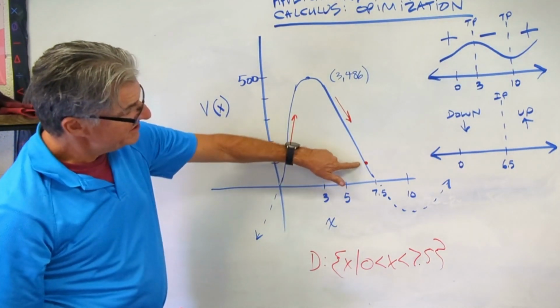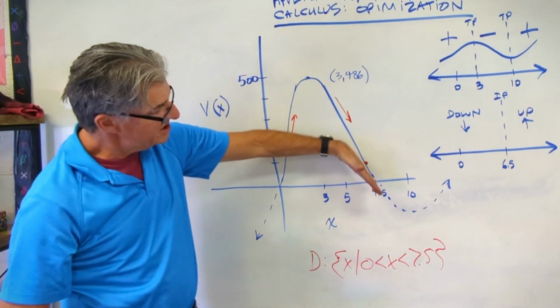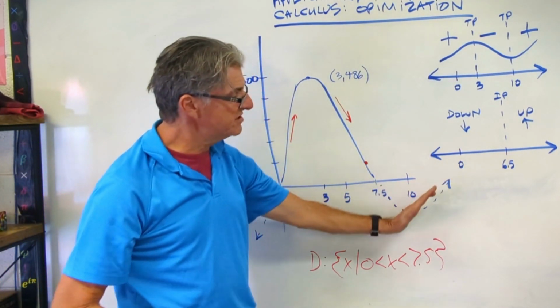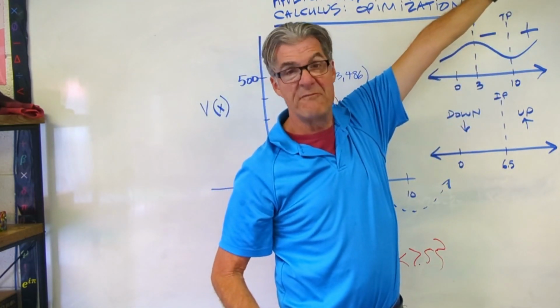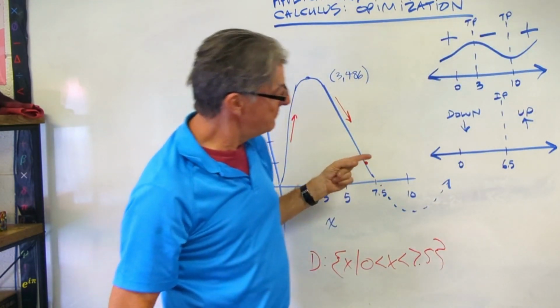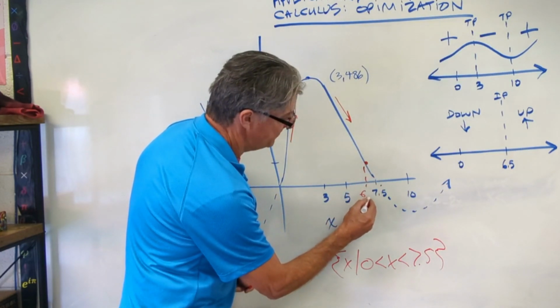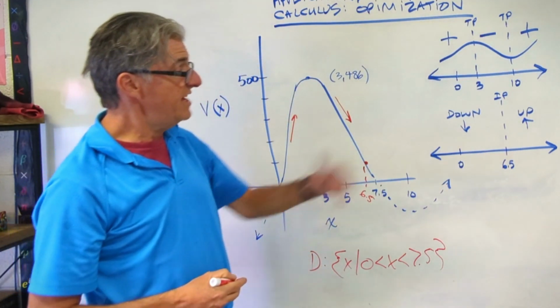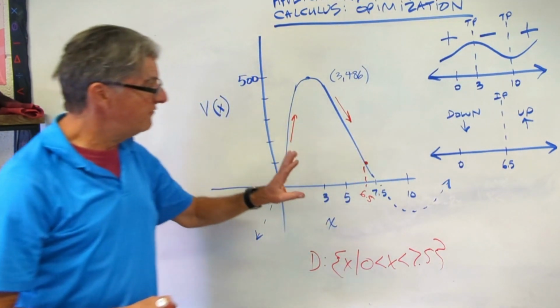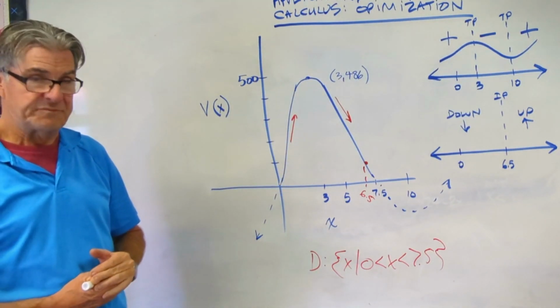And then this inflection point is where it starts to become concave up. And since this graph is going to go all the way up forever, it's going to be concave up from 6.5 on. Okay? So that's the second derivative, also informing the graph.